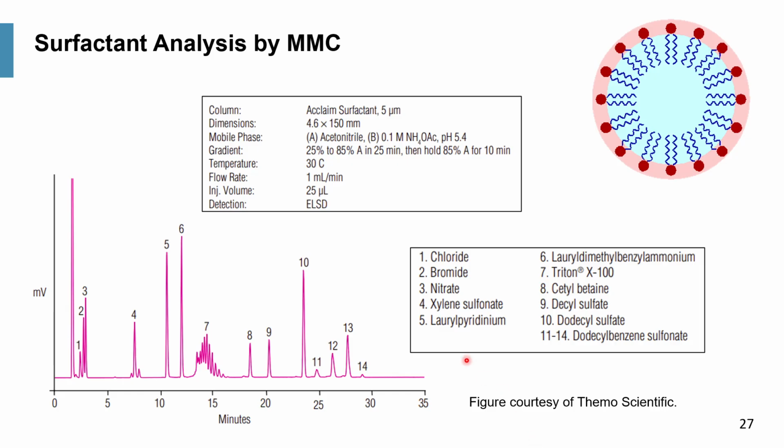The final application is surfactant analysis. I want to mention that this particular column is a very specialized, very niche column. The column is manufactured by Thermo Scientific, called the Acclaim Surfactant column. Shown here are different types of surfactant materials using mixed mode chromatography. The retention is by a mixed mode of hydrophobic interaction, size exclusion, and ionic interaction chromatography.